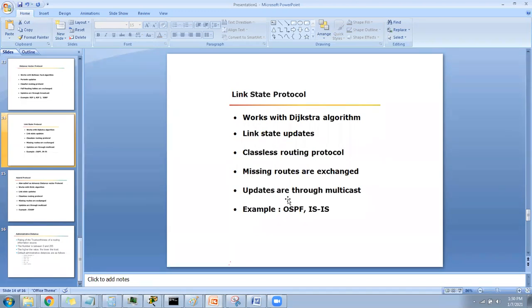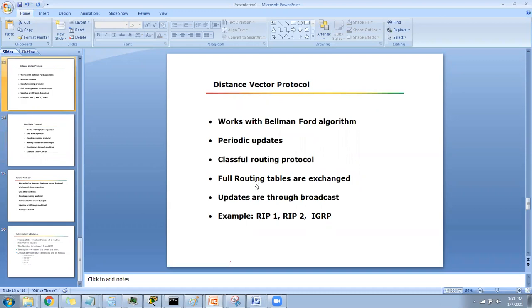The examples are OSPF and IS-IS. IS-IS is used by ISPs in MPLS networks. So we will see OSPF, which is used in the enterprise. OSPF is called a link state protocol. In the link state protocol, OSPF is the example. And for the distance vector protocol, RIP.